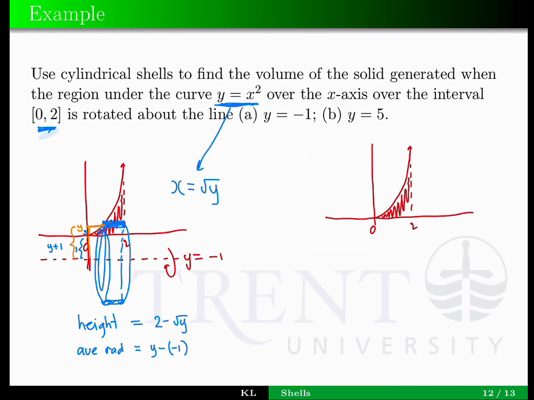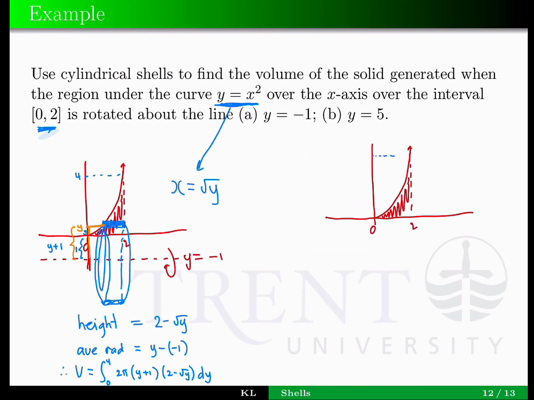Therefore, volume equals the integral. Lowest point is 0. Highest point here, this is 4. So 0 to 4, 2 pi. Average radius is y plus 1. Height is 2 minus square root of y. Then we have the dy. That will be for letter A.